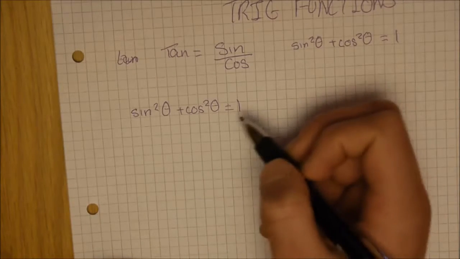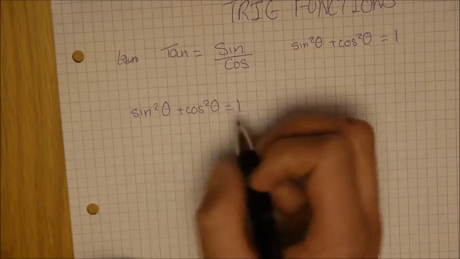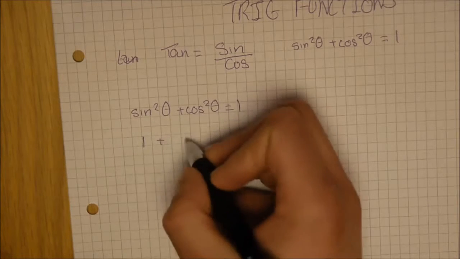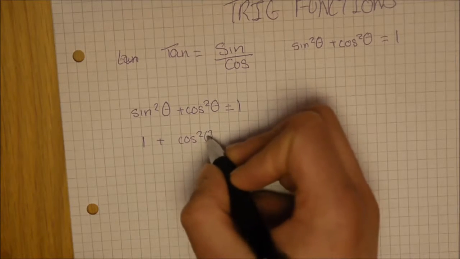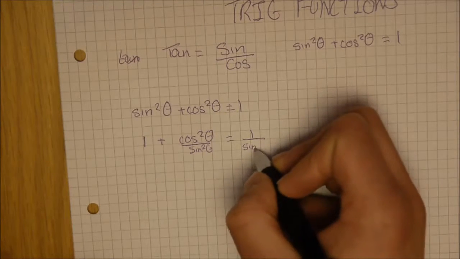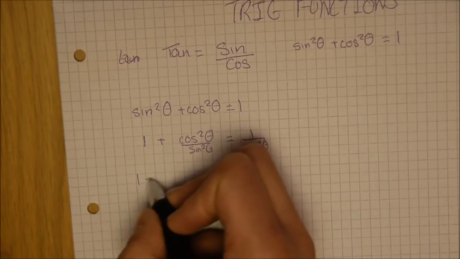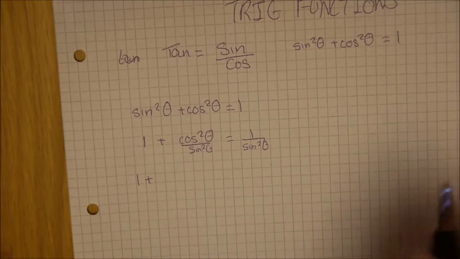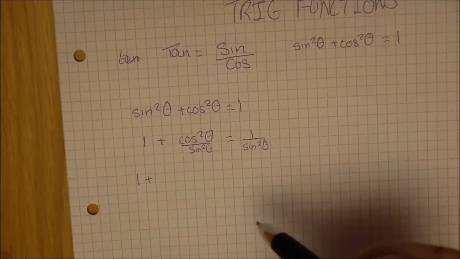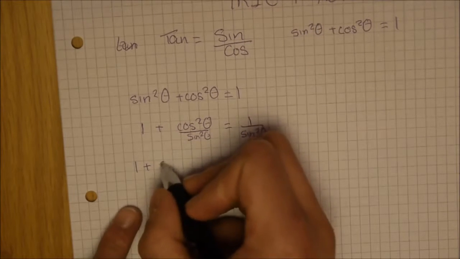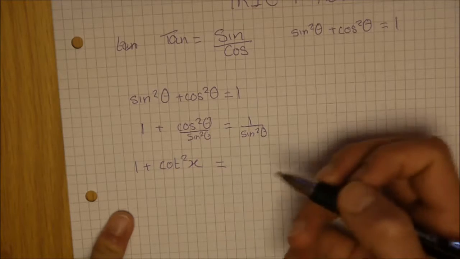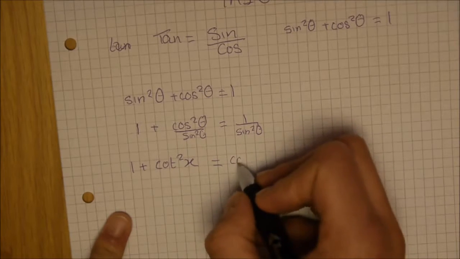We're going to divide the whole lot by sine squared theta, which gives us 1 plus cos squared theta over sine squared theta equals 1 over sine squared theta. Cos over sine is 1 over tan, and 1 over tan can be written as cot. So we've got 1 plus cot squared x equals 1 over sine squared, and 1 over sine is written as cosec, so it's cosec squared.